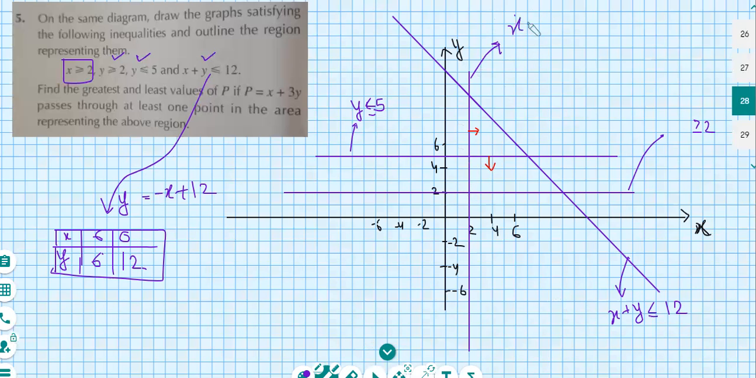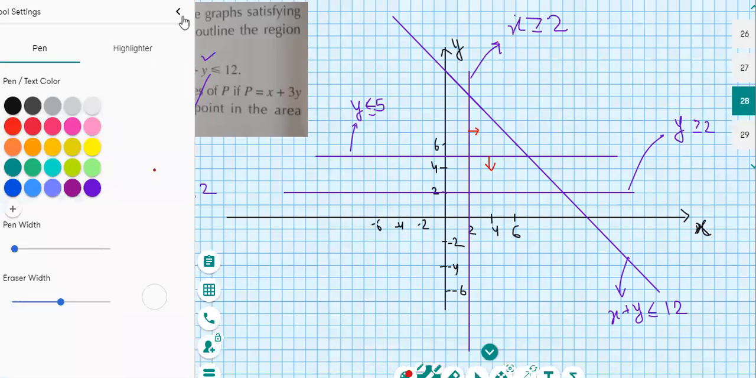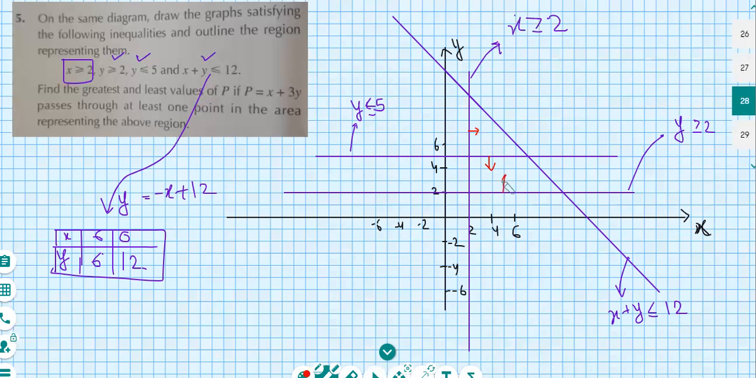This was x is greater than or equal to 2, as it is parallel to the y-axis. And this one is y is greater than or equal to 2, as it is parallel to the x-axis. And its gradient is obviously 0. So the line is y is equal to c. C is 2 here. Obviously, all right. Next is y is less than or equal to 5. Y is greater than or equal to 2. So the region should be above this line.